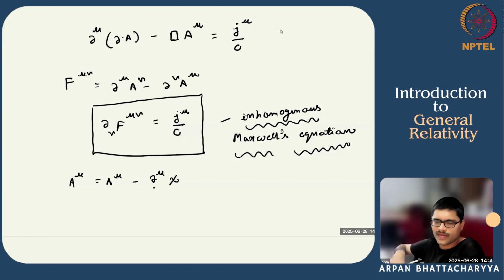Okay. And in the next lecture, we are going to utilize this and try to derive the Lorentz covariant form of the point charge in a background electromagnetic field, starting from its non-relativistic version. We'll end here, and thank you.